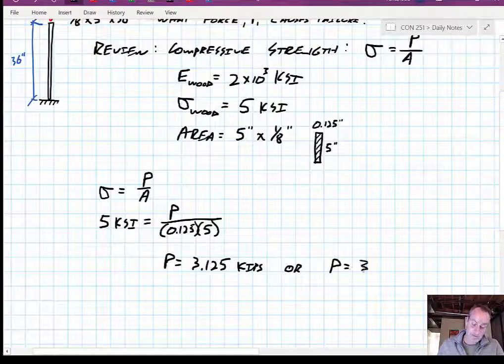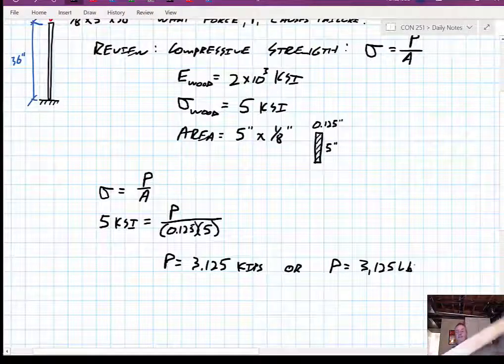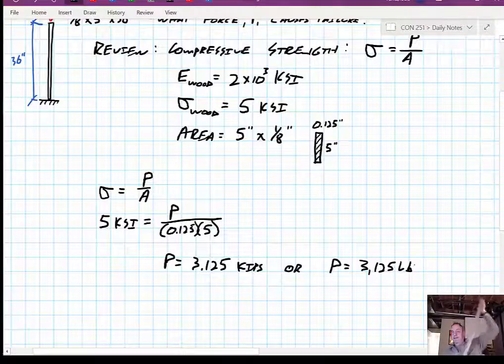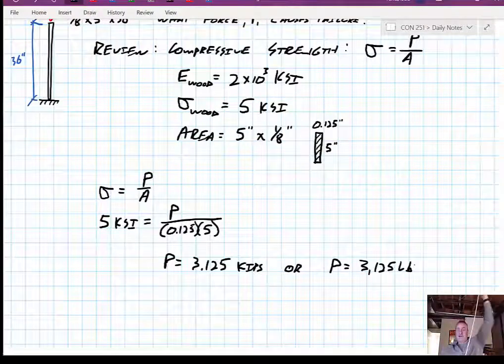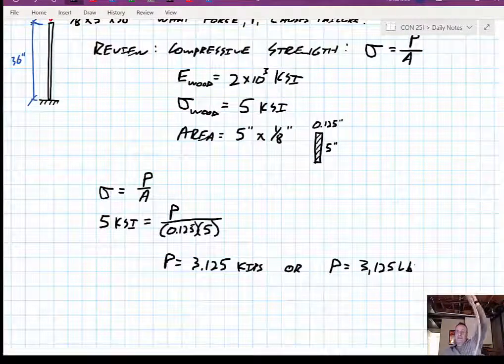Now remember, a kip is 1,000 pounds, so really what this is saying is I would need to apply a force of 3,125 pounds in order to fail this object, right? Well, clearly that's not the case. I am not that strong to put 3,000 pounds on here while sitting in my office chair. I can see something else is happening before I get to that value.